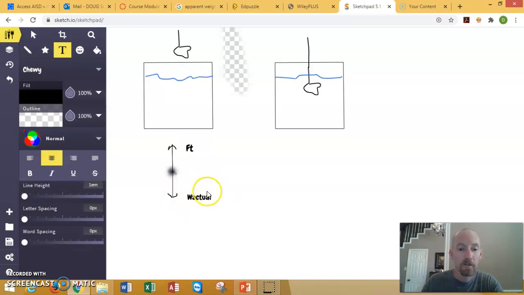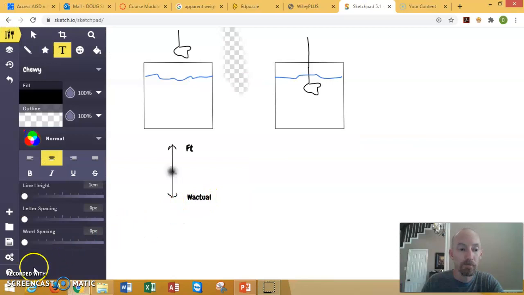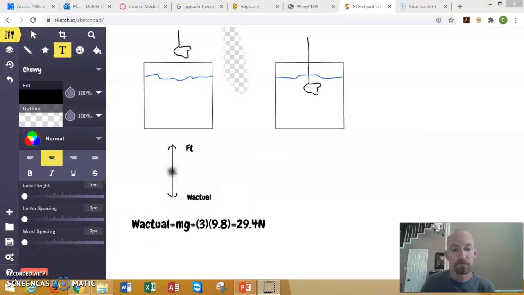Can we figure out what the actual weight of the rock is? We can. It's pretty easy. It has a mass of 3 kilograms before it is lowered into the water. So what we do is m times g to figure out the downward actual weight. m is 3, g is 9.8, and 3 times 9.8 is around 29 point something. So this is the actual weight of the rock. That's good to know.